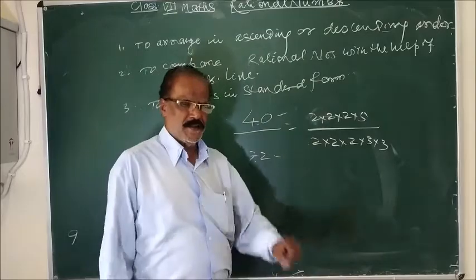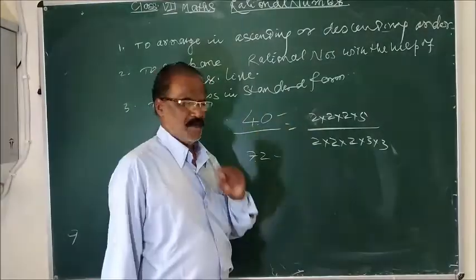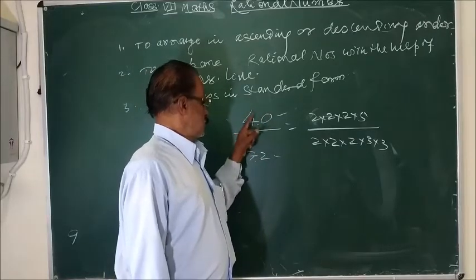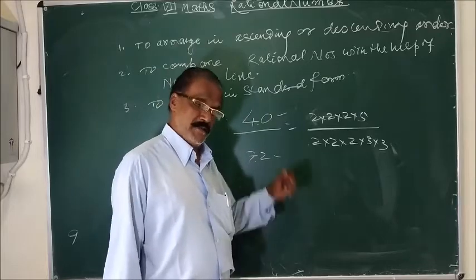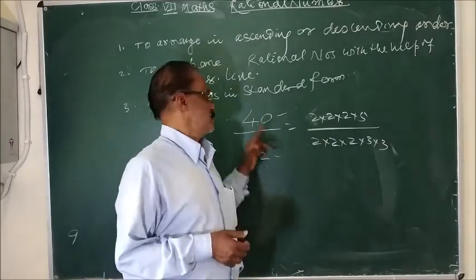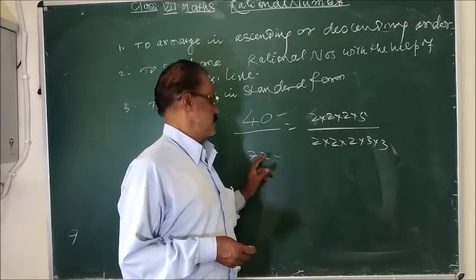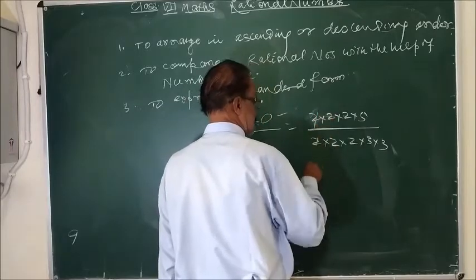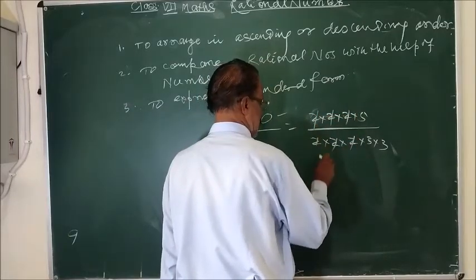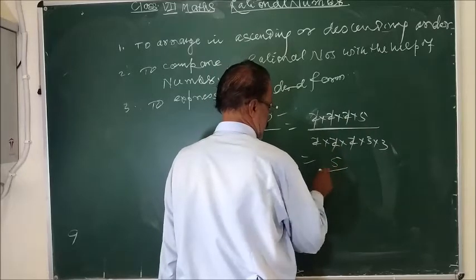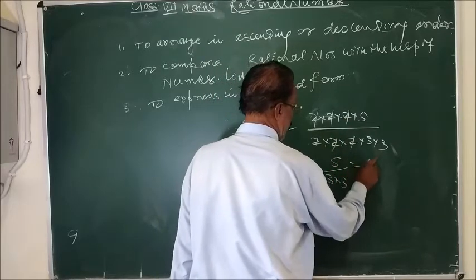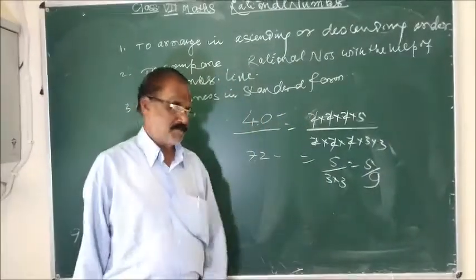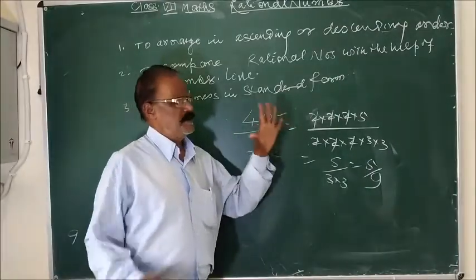Now this is the method to convert into standard form. The first process is you obtain the prime factors of the numerator and denominator of the given rational number. So these are the prime factors of 40, and this is the prime factorization of 72. Now you cancel the common factors. This will be cancelled, this will be cancelled, this will be cancelled. Now you are getting 5 in the numerator, and the denominator is 3 into 3. So 5 by 9. This is the lowest term, the standard form. So this is a very, very simple method.